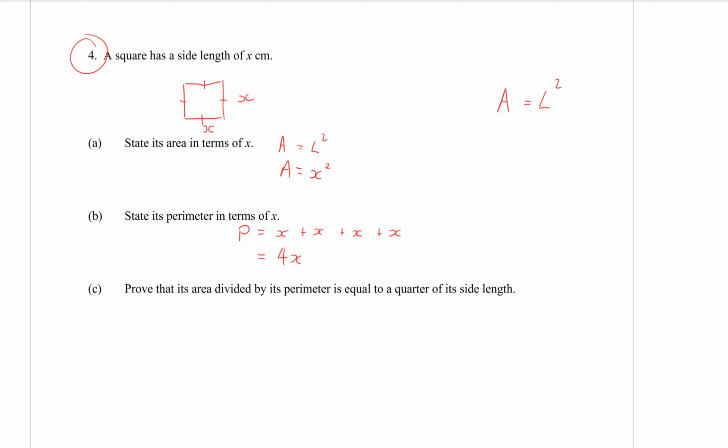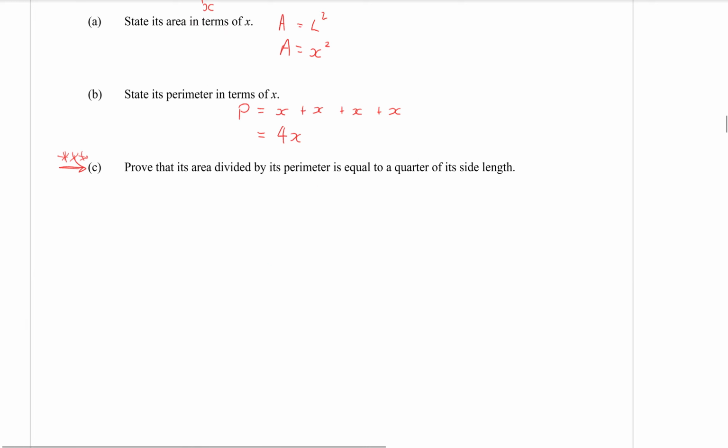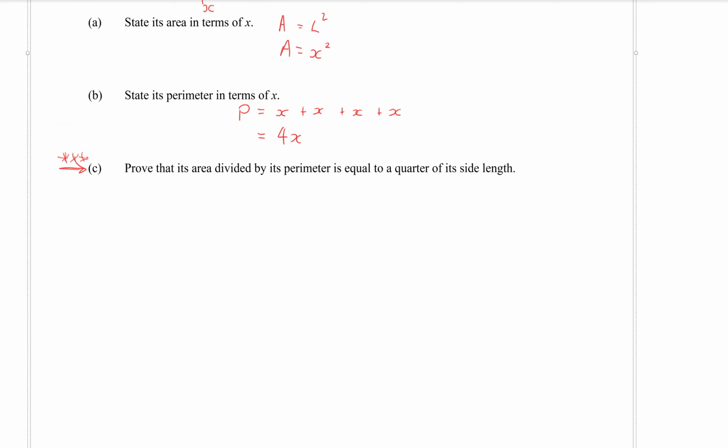All right. This is where I'm really going to bend your brain a little bit. This one needs like a triple star on it, something to say this is like complicated. Prove that area divided by perimeter is equal to a quarter of its side length. Okay? So what I want to do is I want to do area divided by the perimeter. That's what it's asking me to do.